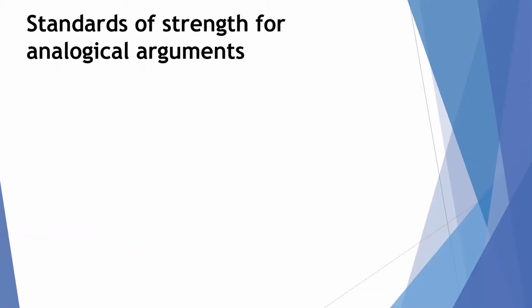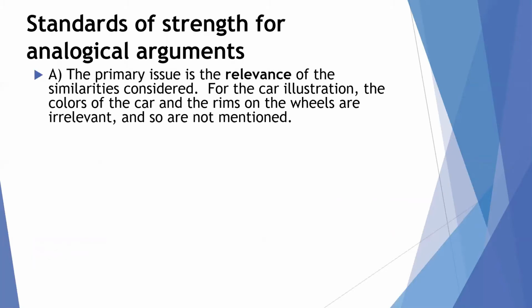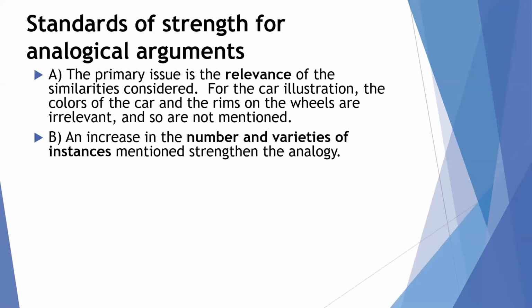As we consider standards of strength of analogical arguments, there are 2 main things to keep in mind. The first and foremost, the primary issue, is the relevance of the similarities that are being considered. For the car illustration, we mentioned the year, make, model, and the mileage on the vehicle. Those are all relevant to gas mileage. We did not mention the colors of the car, the rims of the wheels, stickers on the windows, things like that. They are irrelevant to gas mileage, so they're not mentioned.